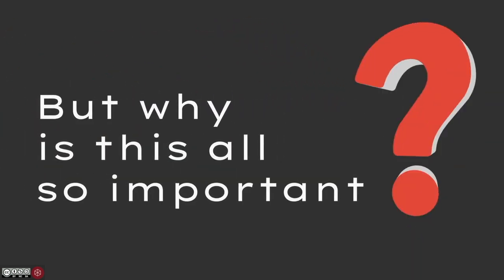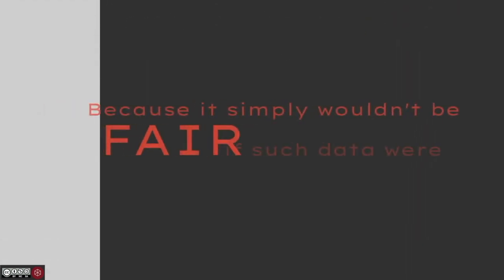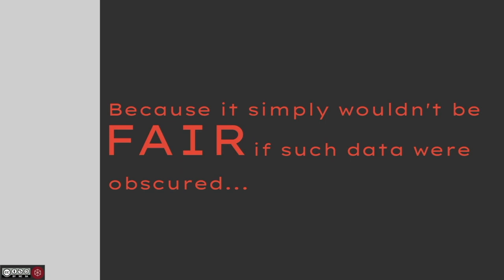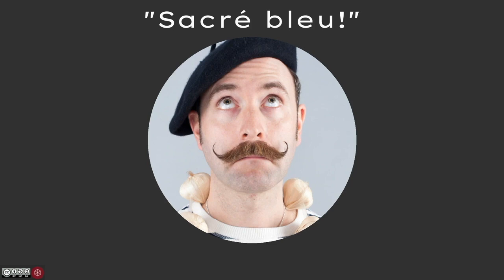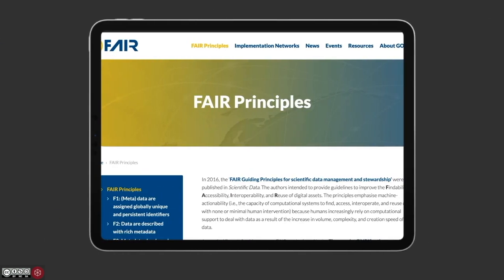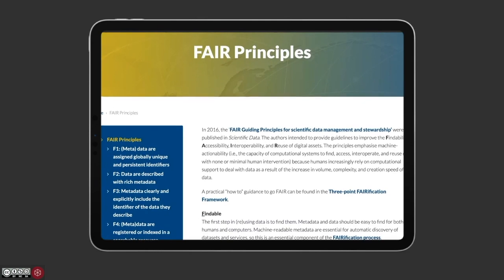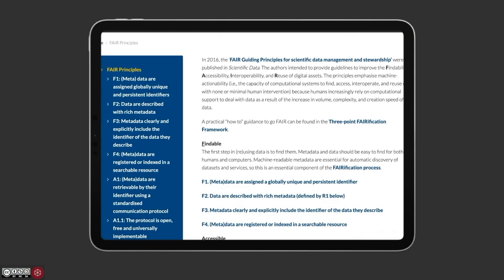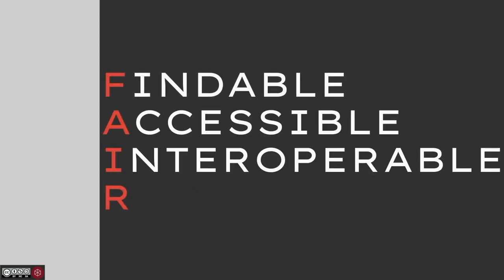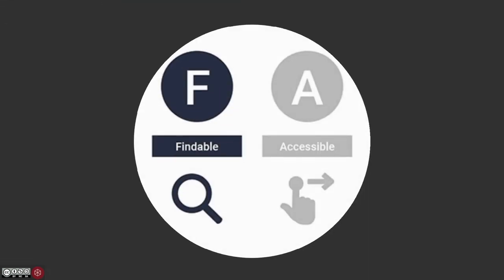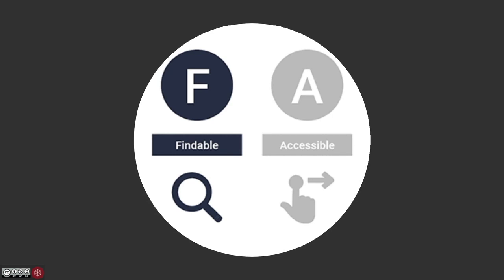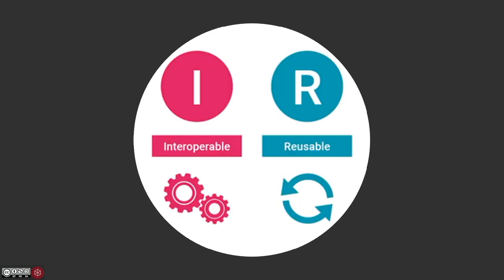But why is this also important? Because it simply wouldn't be fair if such data were obscured, or if, to come back to our initial example, the world was deprived of Cézanne's apples. Which brings us to what a consortium of scientists and organizations have called the FAIR principles. According to these principles, provenance-linked data is findable, accessible, interoperable, and reusable. This means that such data is not only findable and easily accessible on the web, but is also combined with other data that can be reused time and again.